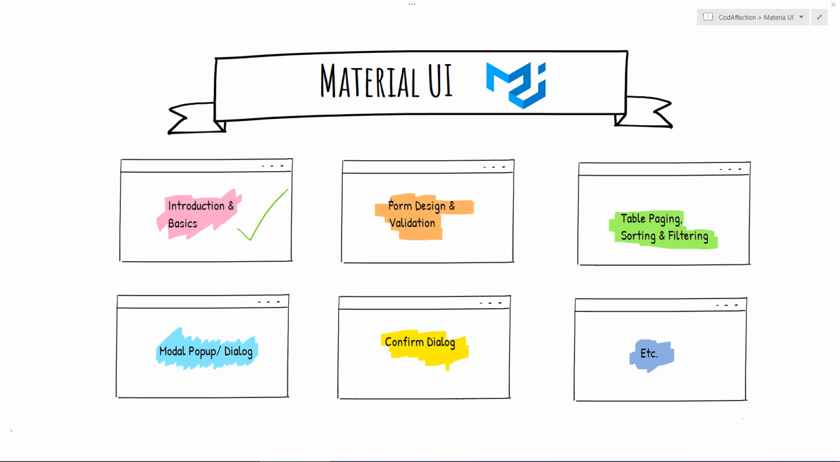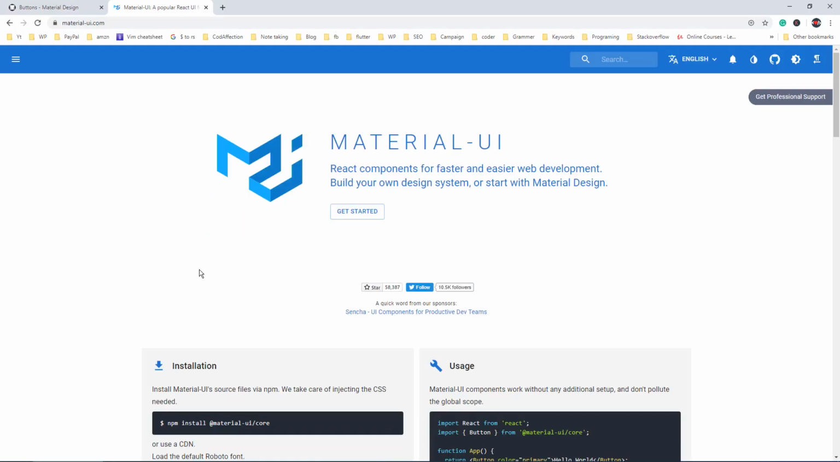So without further ado, let's look how we can design a beautiful application with Material UI. Before that, let me tell you how this framework comes into the picture. So here is the official website for the framework, material-ui.com. Material UI is a UI framework, which is a React implementation of Google Material Design.